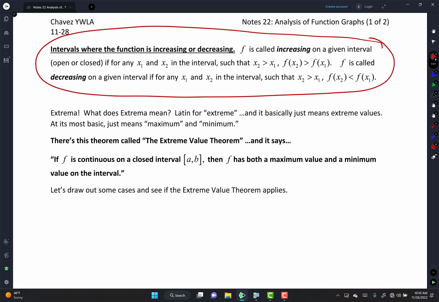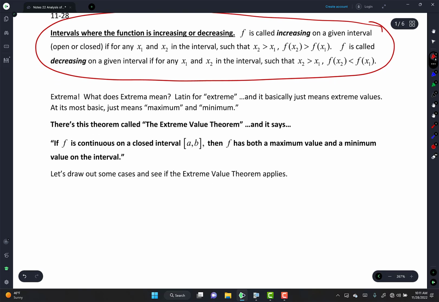So what's an example of an increasing graph? y equals x. Left to right, it's increasing. Or y equals x cubed. What's an example of a decreasing graph? y equals negative x cubed. Cool? All right.